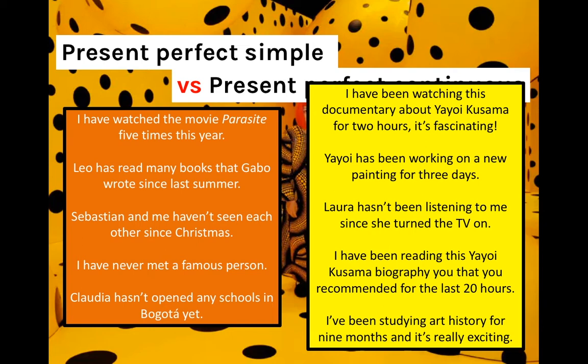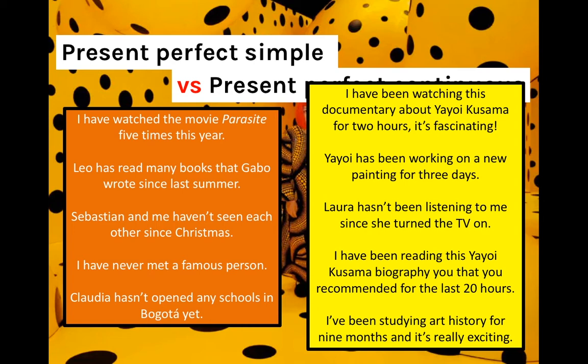Yayoi has been working on a new painting for 3 days. That means that 3 days ago, she started painting a new painting and now she's still working on it. It's an activity that started in the past and continues to the present, but in this case, we are emphasizing the duration of the action.